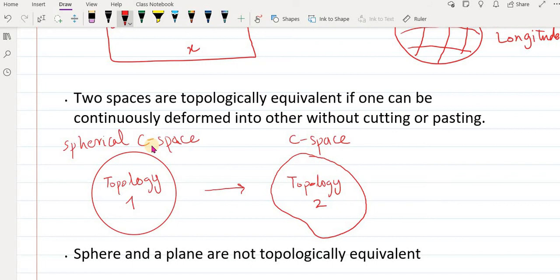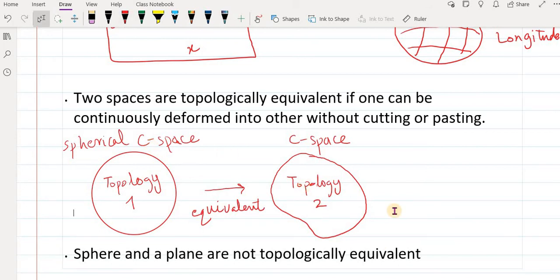So these two, they are equivalent. Why? Because they can be transformed into one another without cutting or pasting. You just press this one from the left side or any other, and it will look like this. If you again decompress it, it will look like a circle again, or a sphere again. So these two topologies of the C space are equivalent.